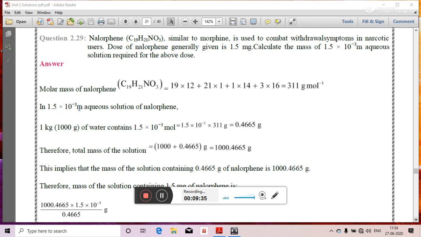So what is the meaning of this? That in 1 kg of water there is 1.5 into 10 raised to minus 3 moles of nalorphine, and in gram we have to multiply the number of moles with the molar mass. So 1.5 into 10 raised to minus 3 into 311 gram is equal to 0.4665 gram. Now the total mass of solution is equal to the mass of water, 1000 gram, plus the mass of nalorphine, that is 0.4665 gram. So that is equal to 1000.4665 gram.